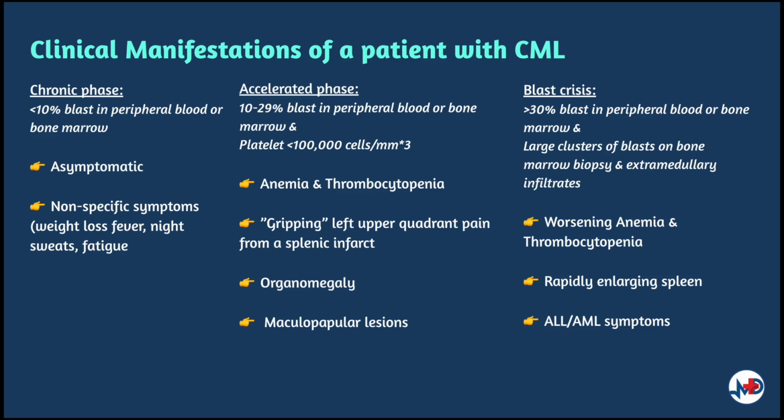And finally, in the terminal stage of CML, which is the blast crisis, symptoms will mimic those of acute leukemia with rapid progressive bone marrow failure, ultimately leading to pancytopenia and bone pain. Roughly 2/3 of cases transition into AML, while 1/3 move on to become ALL. Rarely, CML progresses into a terminal phase resembling myelofibrosis.